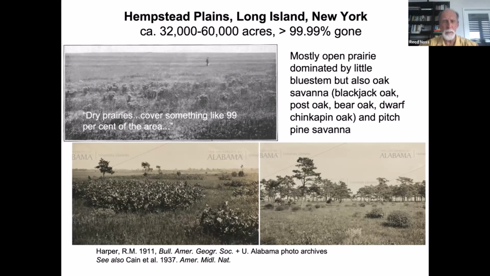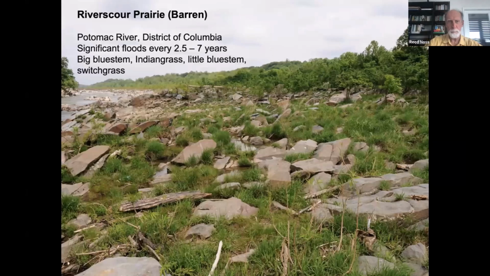And dry prairies covered something like 99% of the area, but we also had oak and pine savannas as shown here. So the original extent of these has been estimated by various people as anywhere from 30,000 to 60,000 acres. Only a few acres remain. They're more than 99.99% gone. One of our most endangered ecosystems, probably anywhere in the world.